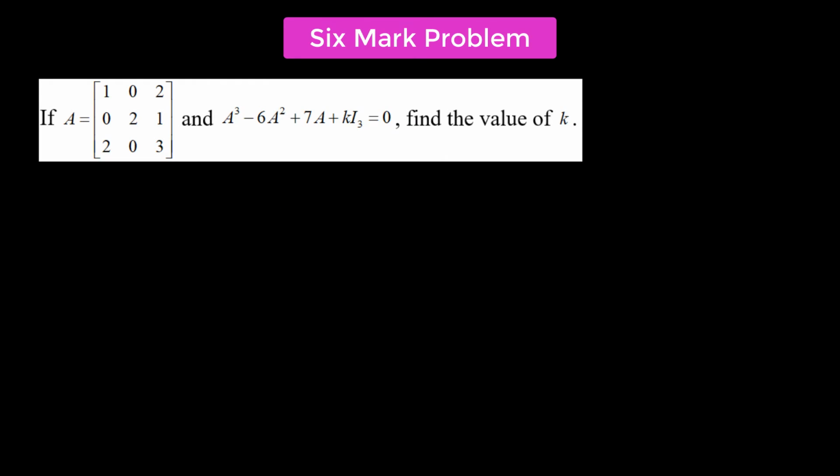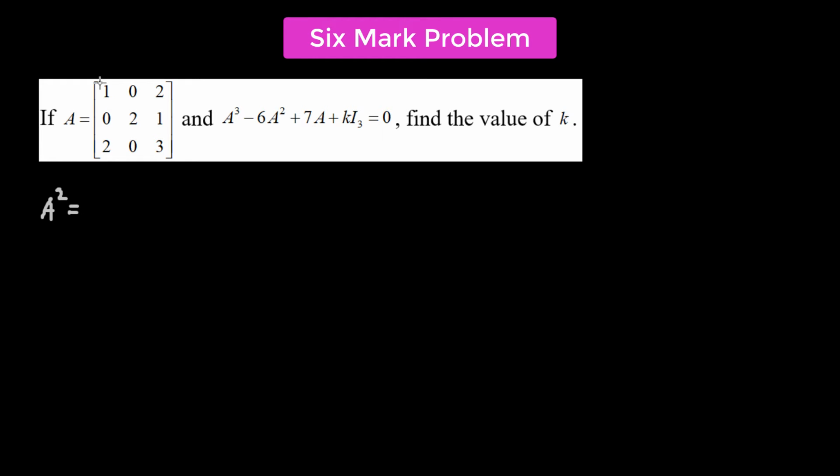So here in this question, we are provided with a matrix A, which is of the order 3 by 3, and the matrix equation is given. So using these two pieces of information, we need to figure out what's the value of K. So let's begin by first finding out the value of A squared. A squared is simply going to be A multiplied by itself.